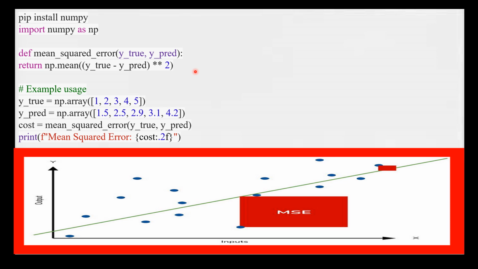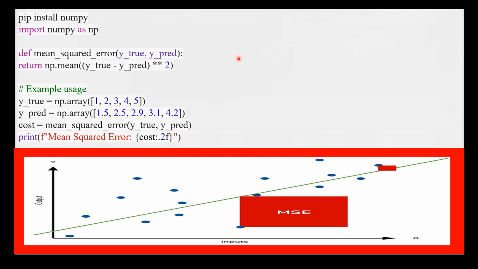Now this function takes in two NumPy arrays, that is the true values and the predicted values, and it calculates the element-wise difference between the true and predicted values, squares them, and then computes the mean or the average of these squared differences. This is called the mean squared error cost function. So suppose you have the true values and the predicted values as NumPy arrays, then you can calculate the cost function using this mean squared error function. So this example simply demonstrates how to calculate the mean squared error cost function in Python.